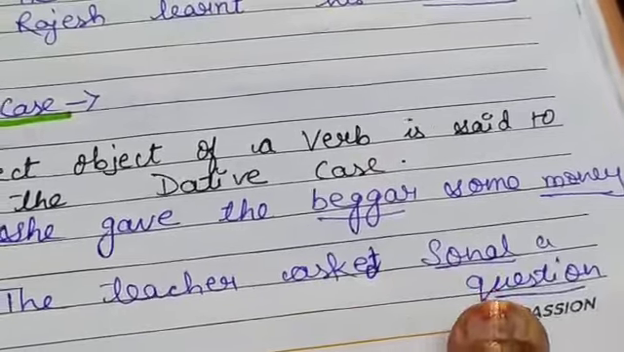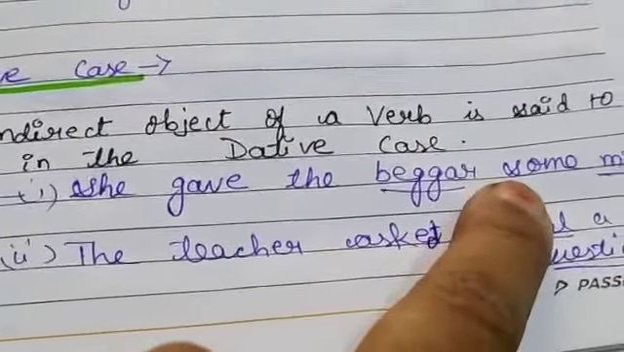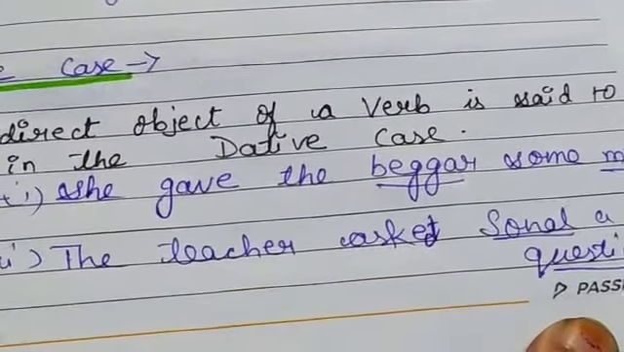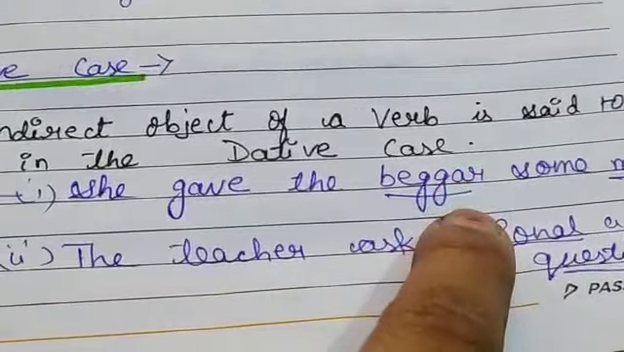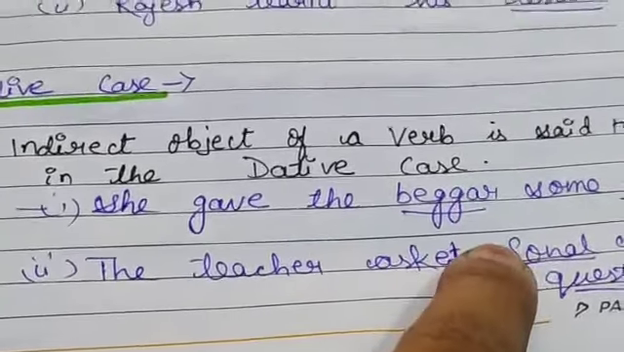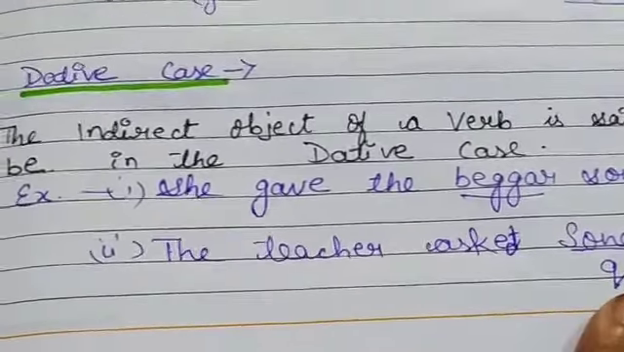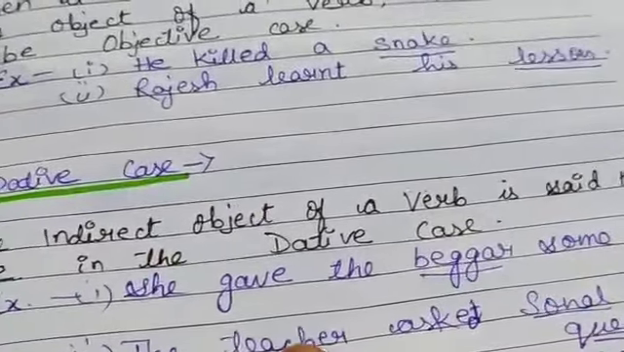So, this is direct object. And whom did the teacher ask question? Sonal. It is indirect object. So, this Sonal, this indirect object is said to be dative case. And this is objective case. Understood? The indirect object of a verb is said to be in the dative case.